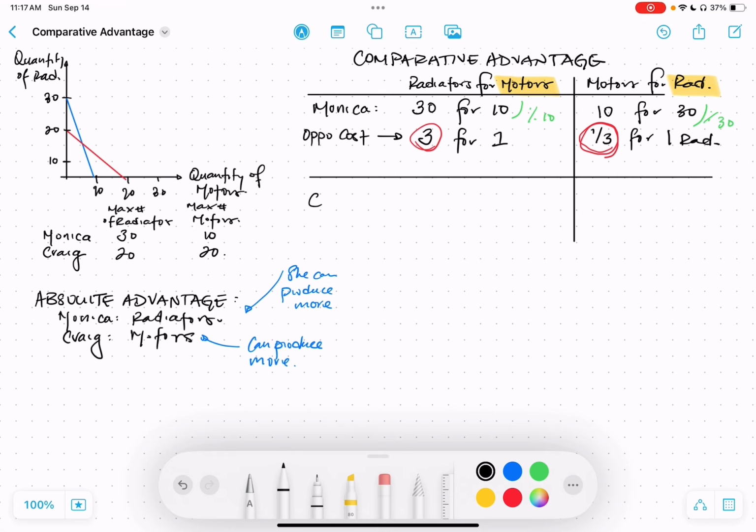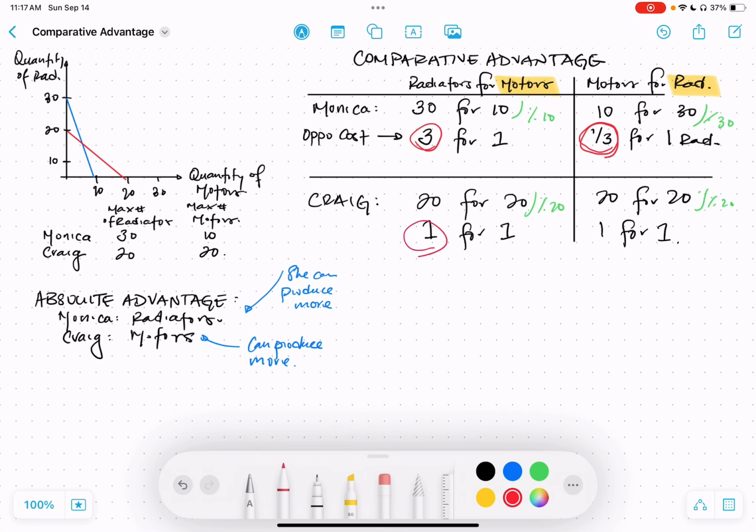Now let's do Craig. So, same dealio, 20 for 20. We're going to divide by 20, and it's 1 for 1. His production's symmetrical. He's multi-talented. He can really produce them at the same cost. Same deal over here. Divide by 20. 1 for 1. Okay? Now, let's look at who has the comparative advantage for each good.